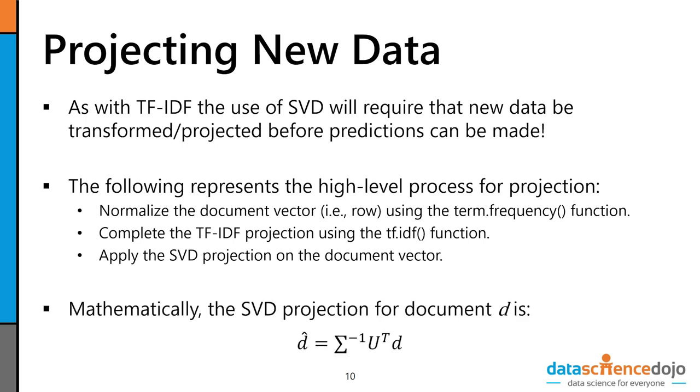And here's the mathematics for doing the SVD projection. So D hat represents our transformed document, our projected document, the final thing that we actually create our predictions on. D in this math here represents the TF-IDF projected document. It's been tokenized, it's been stemmed, it's been stop word removed and lowercase, and then it's been bigram, trigram, whatever, and then it's been TF-IDF'd. And then lastly, we multiply that document vector, that row, by the U matrix transposed, and that by the sigma values inverted. And that will give you the new document projected down into that 300 column space.